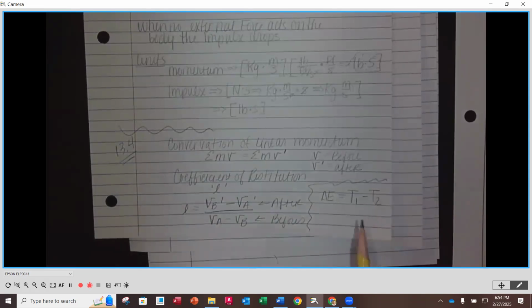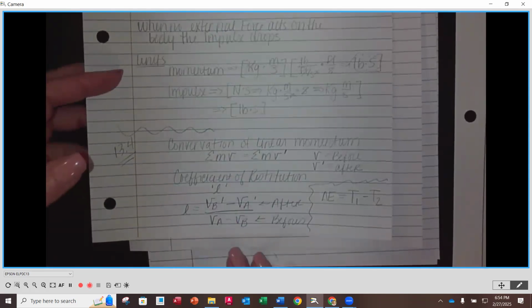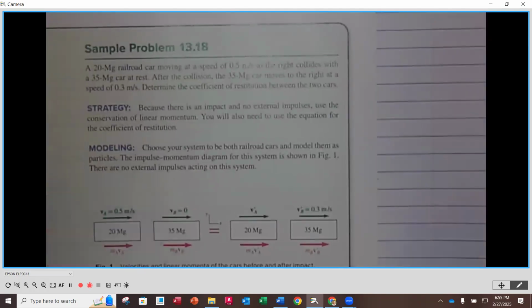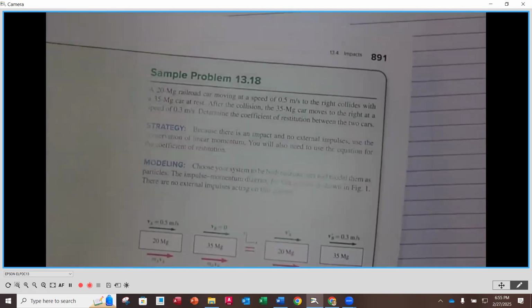Okay. So this rounds out then the items from chapter 13, these two sections in this chapter. So now we're going to look at sample problem 13.18, and it is found on page 891. Okay, zoom in here just a little bit. I'm going to tip this so it's not so blurry.